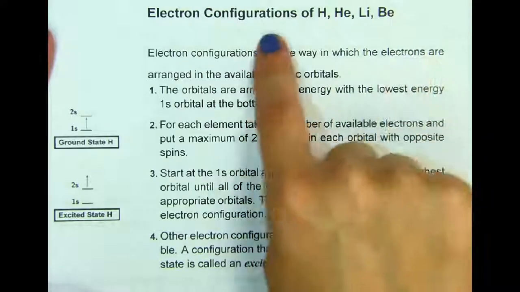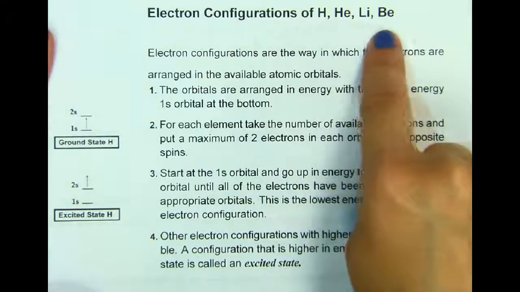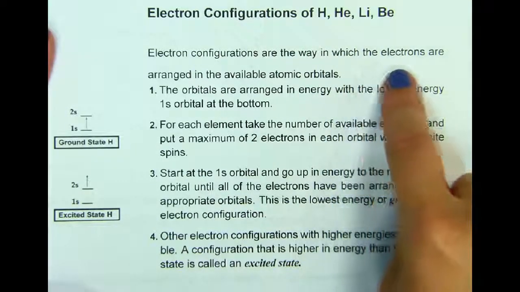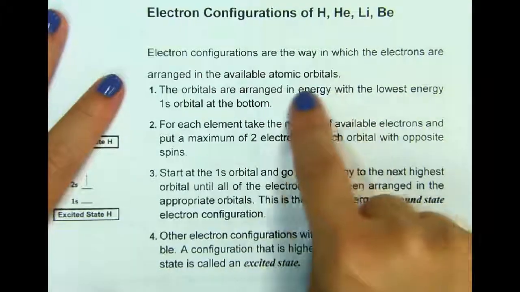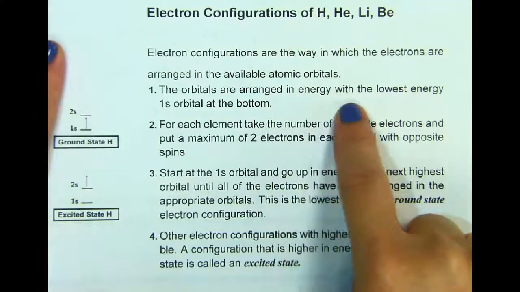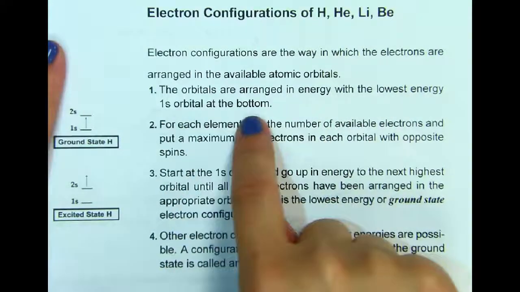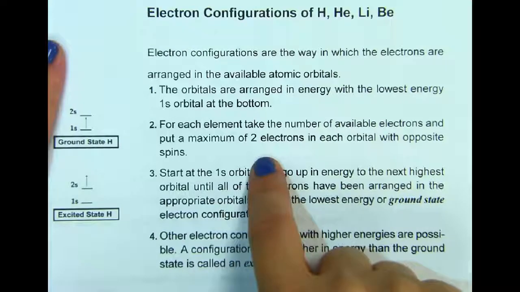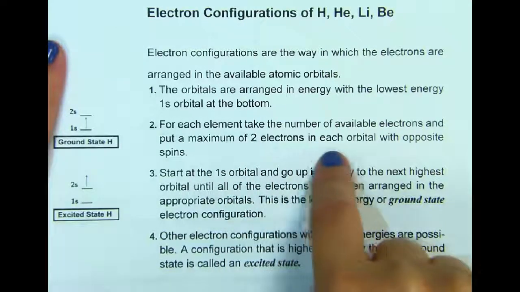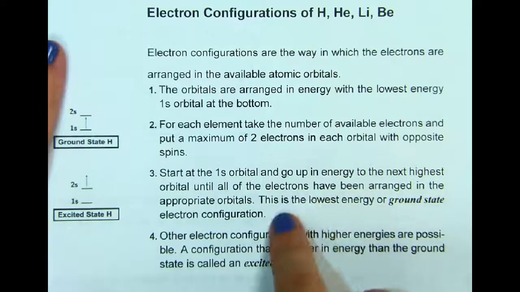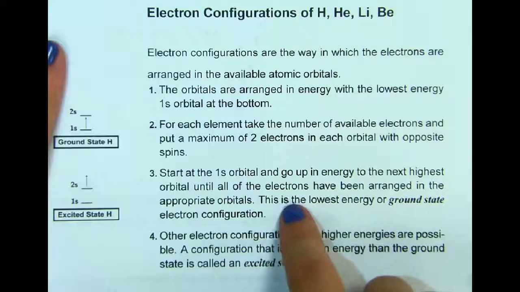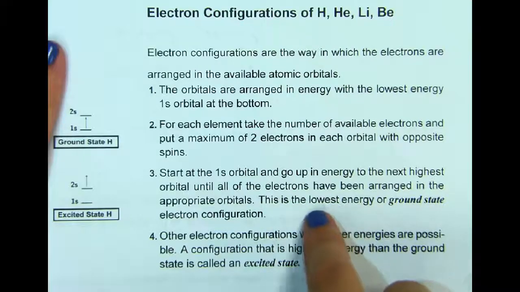Now we're going to look at electron configurations of hydrogen, helium, lithium, and beryllium, and they're found on page 133. Electron configurations are the way in which the electrons are arranged in the available atomic orbitals. The orbitals are arranged in energy with the lowest energy 1s orbital at the bottom. For each element, take the number of available electrons and put a maximum of 2 in each orbital with opposite spins. Start at the 1s orbital and go up in energy to the next highest orbital until all the electrons have been arranged in the appropriate orbitals.